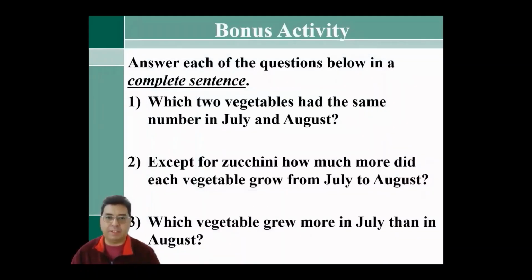So the second part of the bonus activity, I want you to answer each of the questions below in a complete sentence. That's a capital at the beginning and a period at the end. You saw me do a couple of those earlier in the video. Same thing, and that long too, okay? So number 1 says, which 2 vegetables had the same number in July and August? Number 2 says, except for zucchini, how much more did each vegetable grow from July to August? And the third one is, which vegetable grew more in July than in August? Okay, so those are the questions.